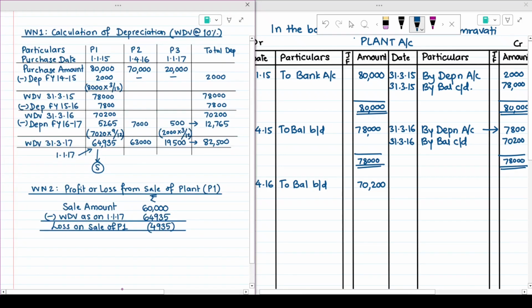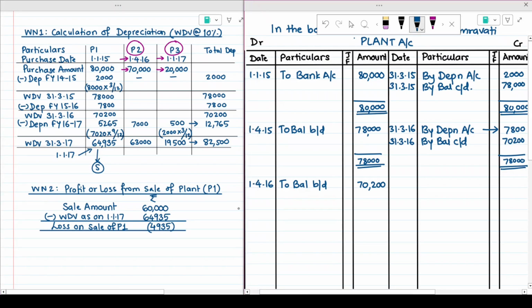In third year, we have purchased plant 2 and plant 3. Plant 2 was purchased at the beginning of the year. So the depreciation amount is calculated on full year, and plant 3 was purchased in between the year. The amount is 70,000 and 20,000. So we will pass these purchase entries first.